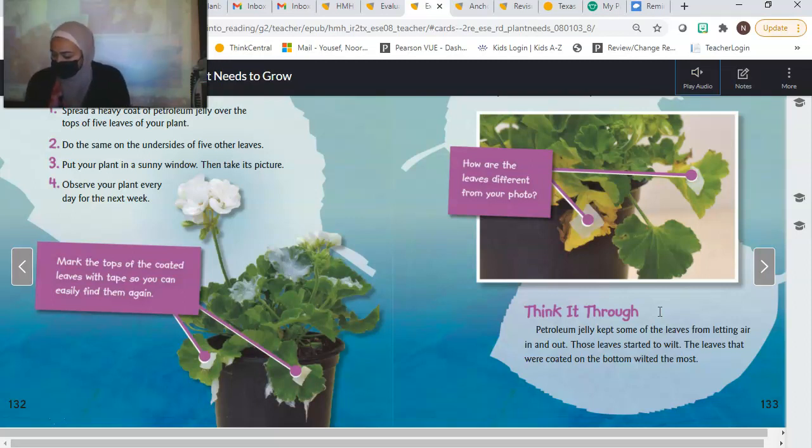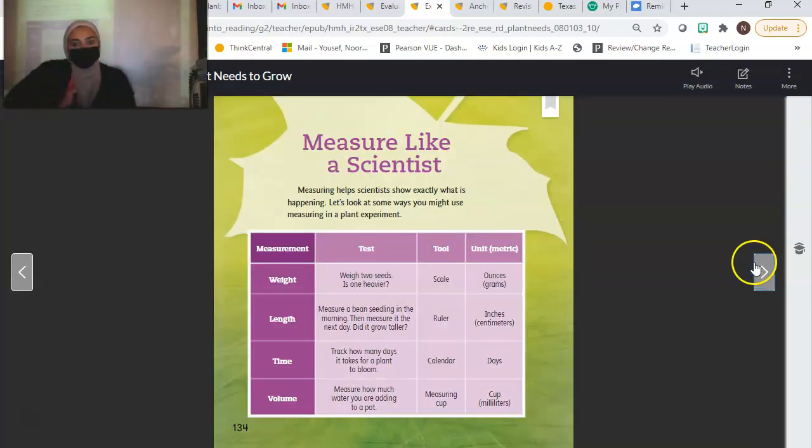What is the cause of the leaves starting to wilt? Why did the leaves start to wilt? Good, because the petroleum jelly prevented it from getting enough air, which led to the plant dying. Very good. All right, let's keep going. Good job. These are very interesting experiments.